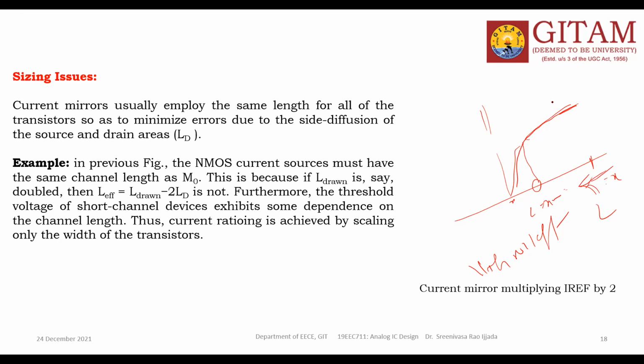In short channel devices, the length of the device is shrinking. So when the length shrinks, the VTH also decreases. The decreasing of VTH is better for applying less voltage to turn it on. But the problem is what? Reverse currents, subthreshold currents, and second order effects will dominate more and more.